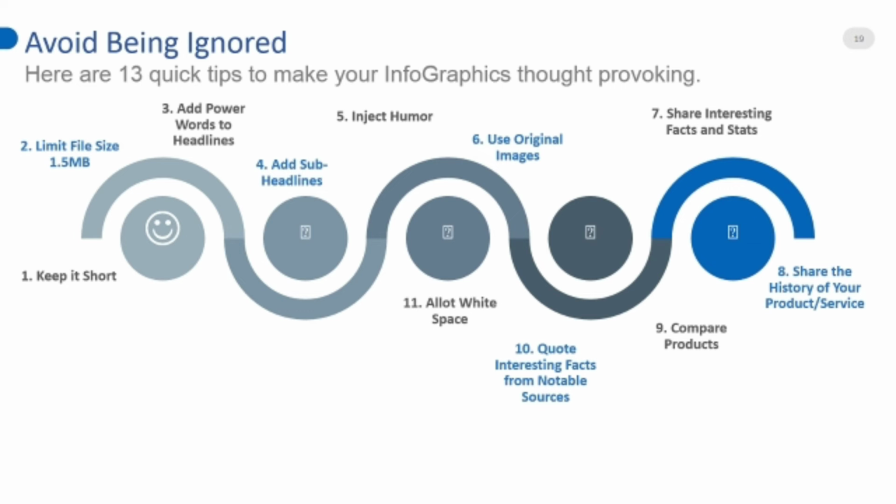And number 11, allot white space. So make sure that you don't clump everything together. You make sure there's white space in between your text and white space in between your graphics as well. And number 12 will be relating to your target audience. If you try to get too broad, too general, and you don't really relate to them, they are not going to feel like you're talking directly to them. Rather, you're talking directly to somebody else. So you want to make sure that you're talking directly to them. You might get less quantity of traffic, but you're going to get a higher conversion rate.